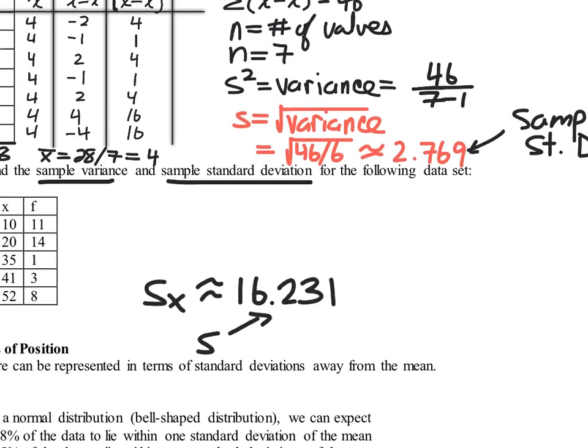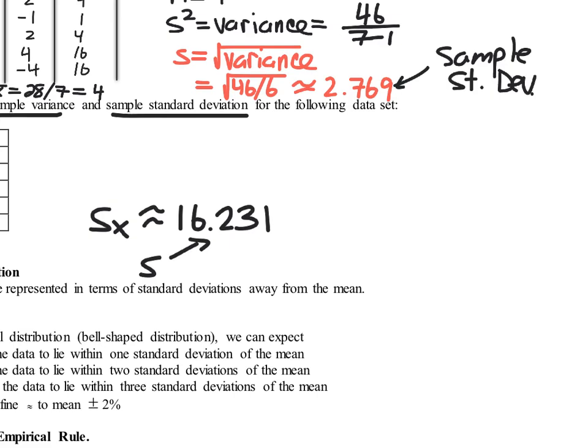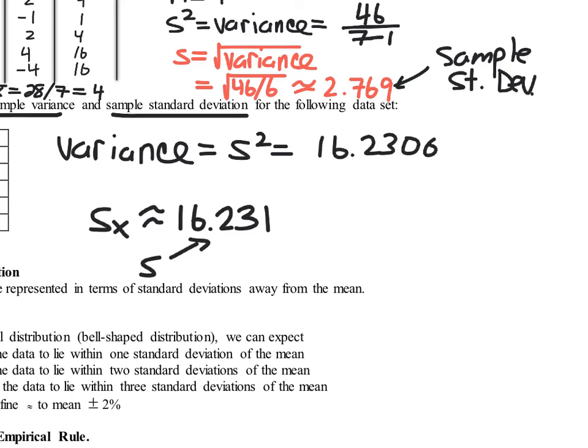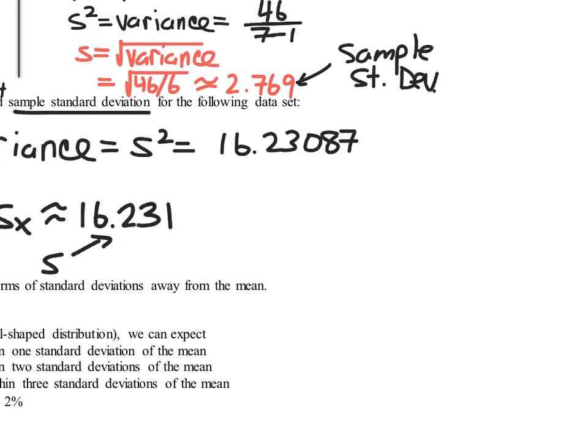So one way to do it would be to find the variance from the standard deviation. You just write that number down, the whole thing in its full glory, 16.230879, and so on.